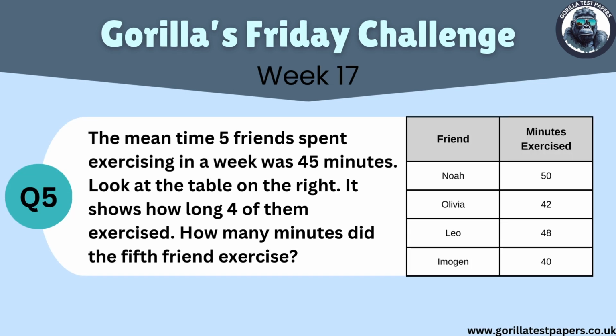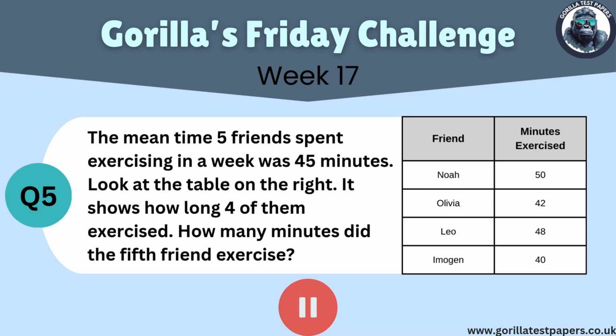This is the final question of the week. The question asks, the mean time 5 friends spent exercising in a week was 45 minutes. Look at the table to the right. It shows how long 4 of them exercised. How many minutes did the 5th friend exercise? Pause the video now to try the question yourself. Alright, let's get into it.